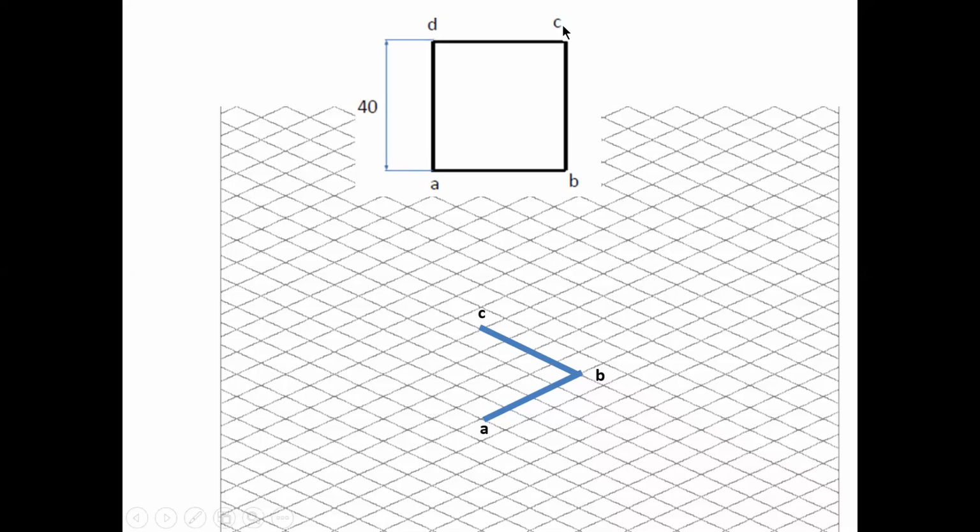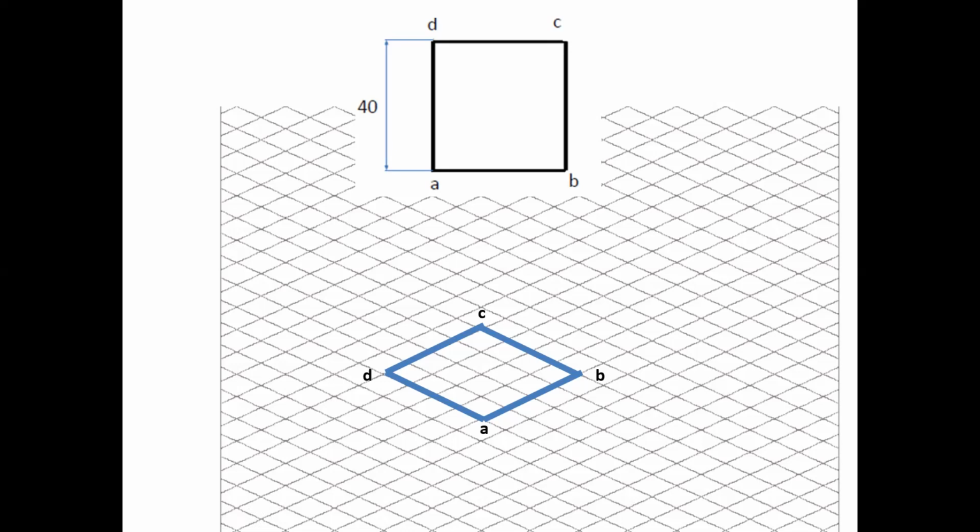Next you can observe C to D and A to D. C to D is a line which is parallel to A to B, and A to D is a line which is parallel to B to C. So just draw the parallel lines at those points, so that you are going to get the square ABCD.